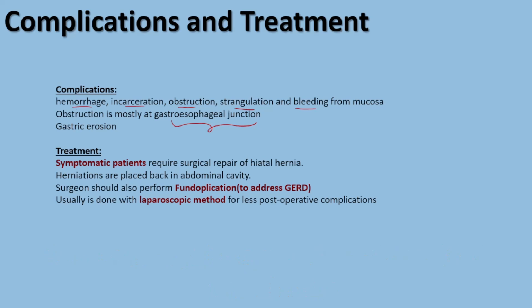Now, what are the treatment options? Treatment options are reserved for symptomatic patients. So we do surgical repair of hiatal hernia. We put the herniated organs back into the abdominal cavity, and also in order to address the gastroesophageal reflux disease, the patient should undergo fundoplication. And usually this is done with the laparoscopic method because it has fewer postoperative complications, and the healing rate is much better than open abdominal and thoracic surgeries.